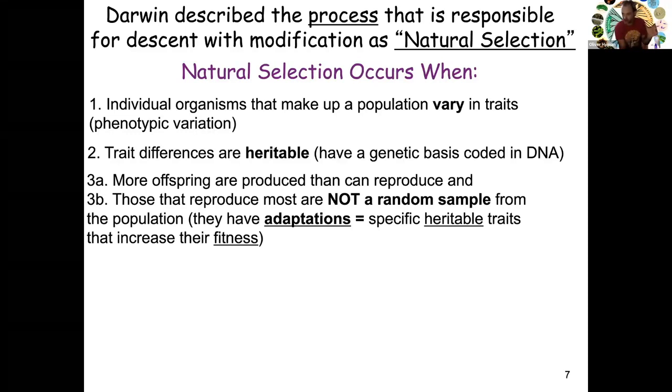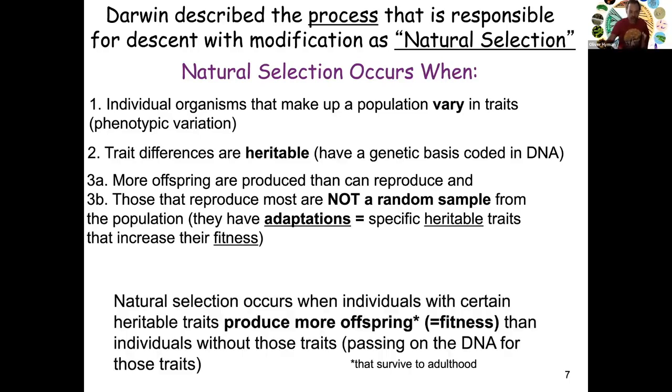And for this course, we have a very specific definition of adaptations. These are heritable traits that increase an organism's fitness. Okay, so an adaptation is defined as a heritable trait, so it can be passed from parent to offspring, and that trait specifically enhances an organism's fitness, or the amount of offspring that it produces in the next generation.